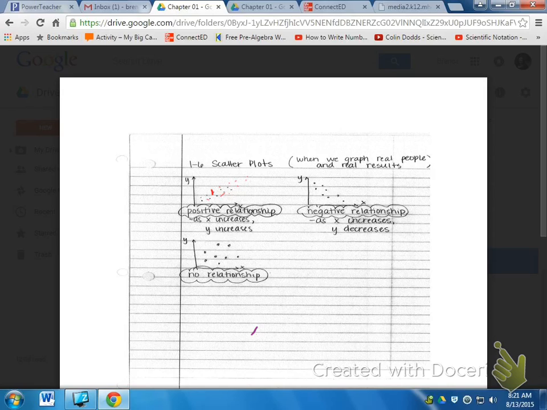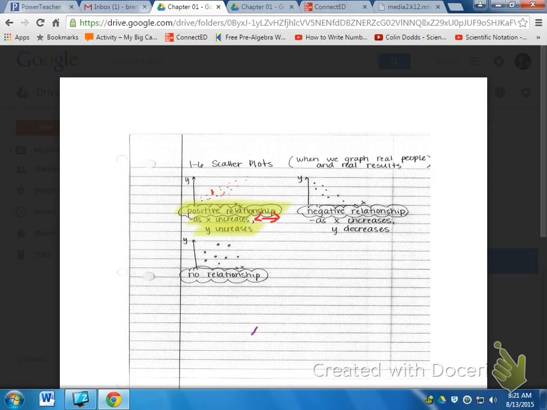A positive relationship means this. As X increases, that means going from left to right, as X increases, the Y increases. So always read a graph from left to right. If the points generally go uphill, that is a positive relationship.